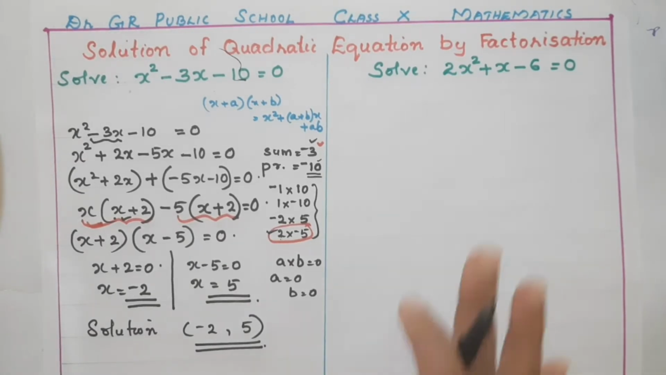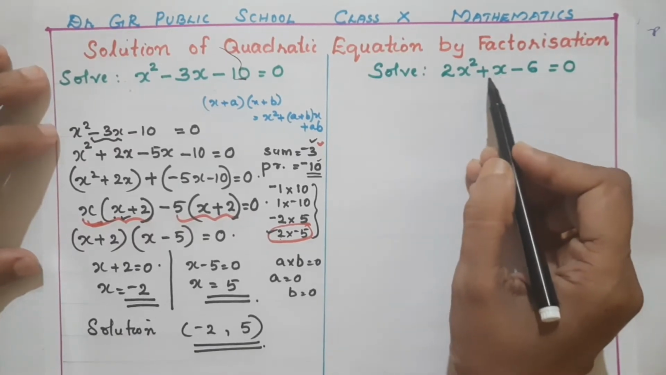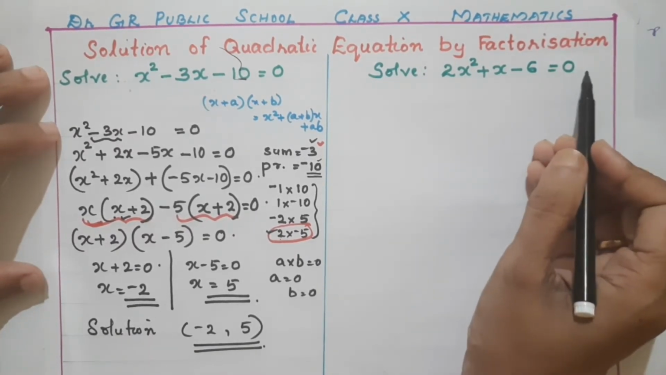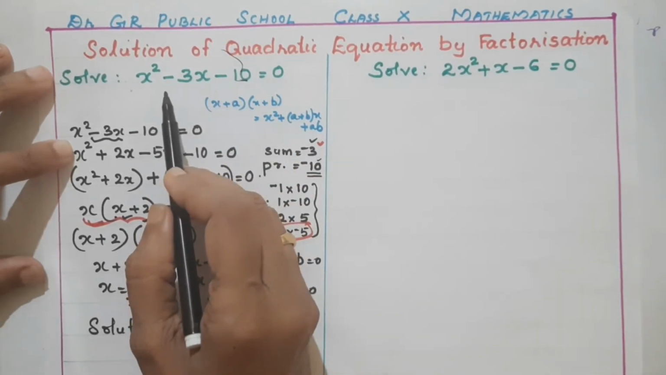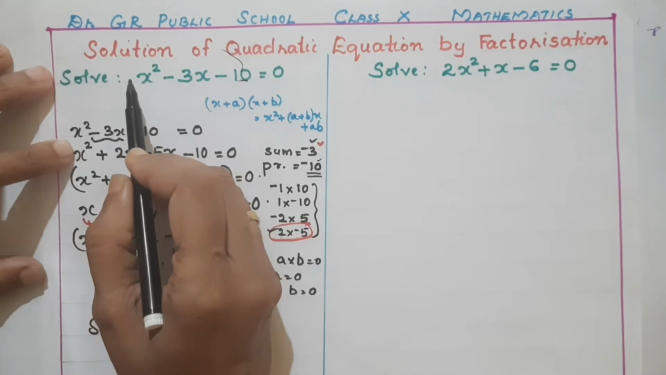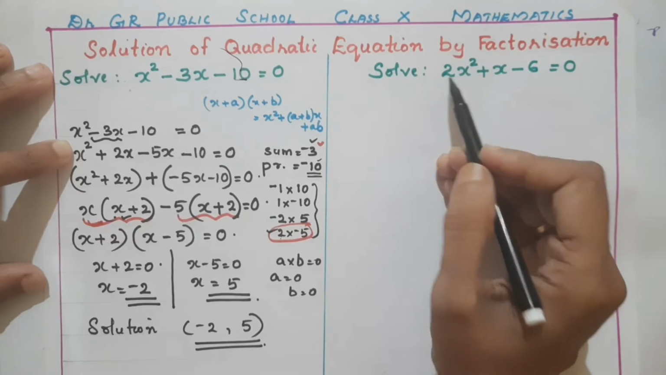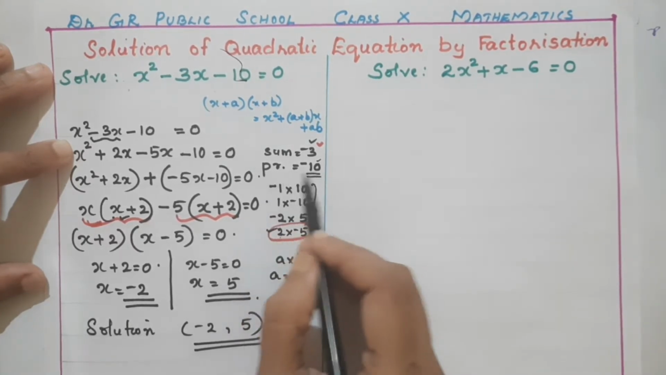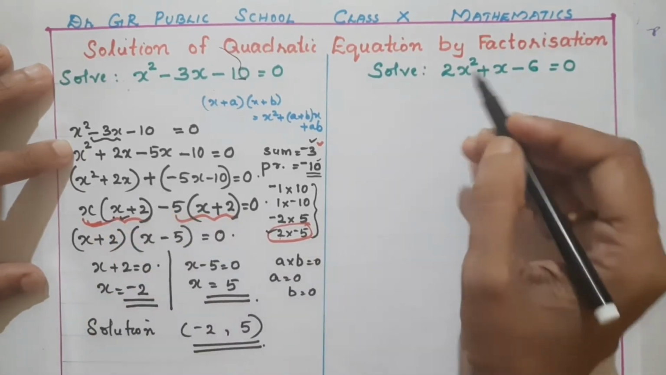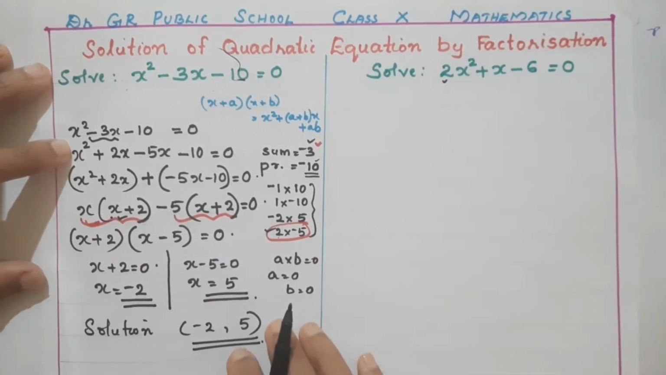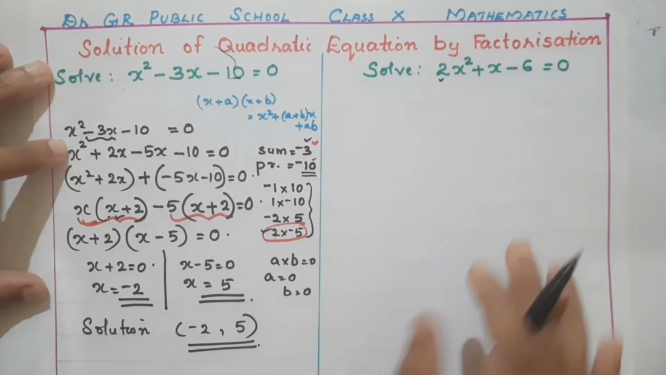Now let's discuss another question. Solve 2x square plus x minus 6 equal to 0. What is the difference between these two questions? Here the coefficient of x square is 1. Here the coefficient of x square is 2. So when we take the product to find the suitable numbers for splitting, we have to consider this one also. Okay, so 2x square plus x minus 6 is equal to 0.